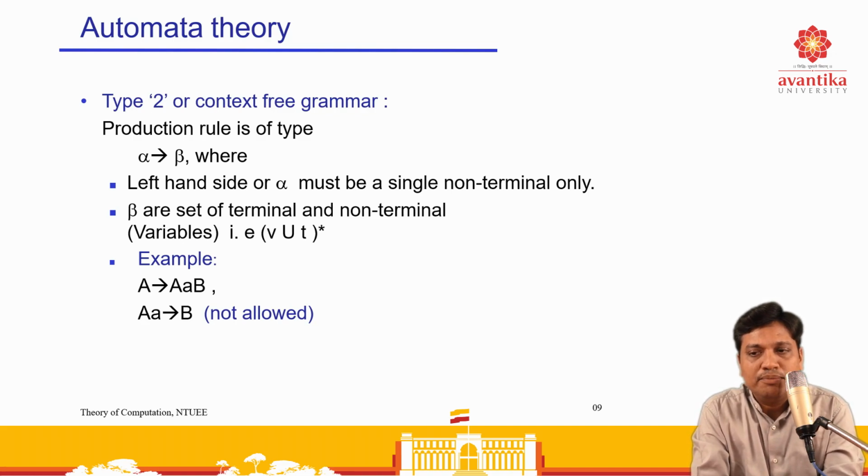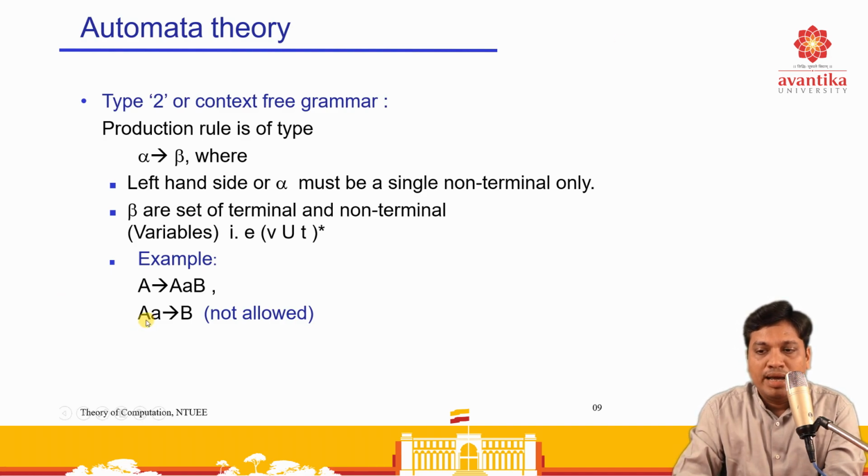So the example of context-free grammar or type 2 grammar is A tends to capital A, small a, capital B. This is allowed. This is a valid example. Taking another example, A tends to capital A, small a tends to B. This is the incorrect way, so it is not allowed in context-free grammar.